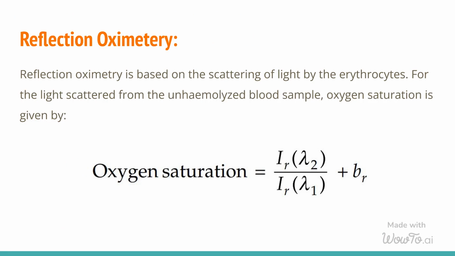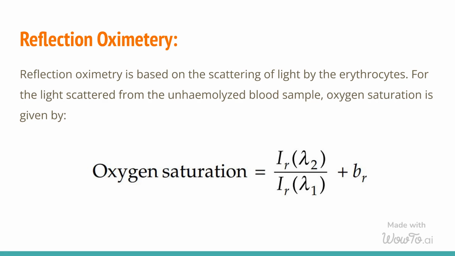Reflection oximetry is a non-invasive medical technique used to measure the oxygen saturation levels in the blood. It involves shining a light onto a specific part of the body, such as a finger or earlobe, and then detecting the amount of light that is reflected back. By analyzing the color and intensity of the reflected light, the device can determine the percentage of hemoglobin in the blood that is carrying oxygen.